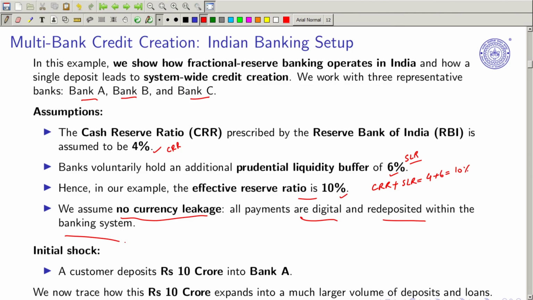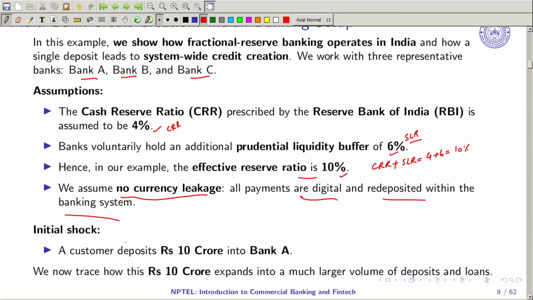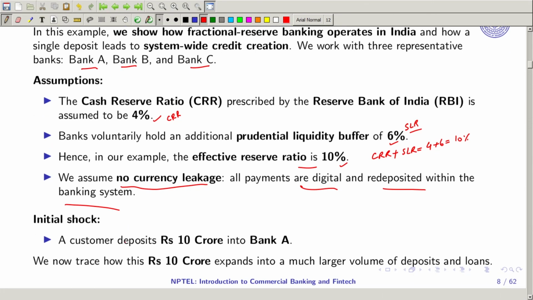Sometimes you will be asked in an interview what the limitations of no credit creation are. So here, a customer deposits rupees 10 crore into Bank A. We now trace how this 10 crore expands into a much larger volume of deposits and loans that we are creating. So let's get into it.